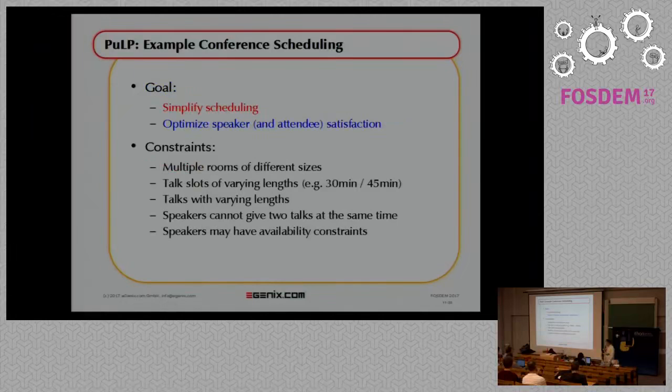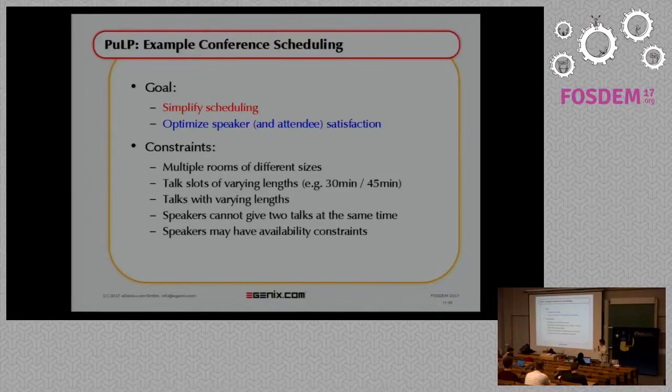So let's take that example and try to figure out how PuLP can help us with that. What we want to do is make scheduling simple. We want to ideally optimize the speaker or attendee satisfaction. So this basically means that the speakers want to have nice rooms, and the attendees want to see all the talks that they want to see, ideally with no overlaps. Of course, we have lots and lots of constraints. These are just a few that I mentioned here.